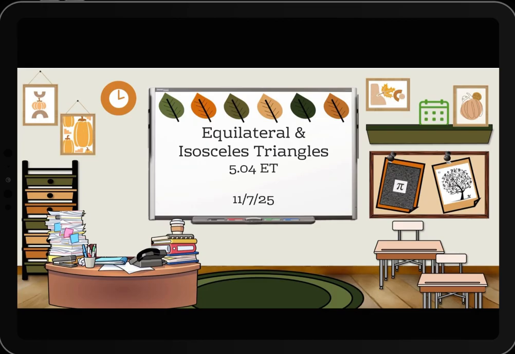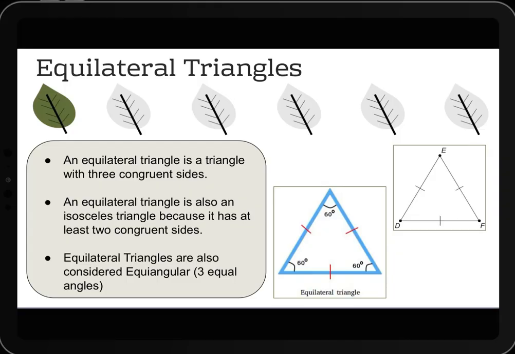Alright, we are looking at equilateral and isosceles triangles. This is lesson 5.04, exit ticket. So, equilateral triangles. An equilateral triangle is a triangle with three congruent sides.